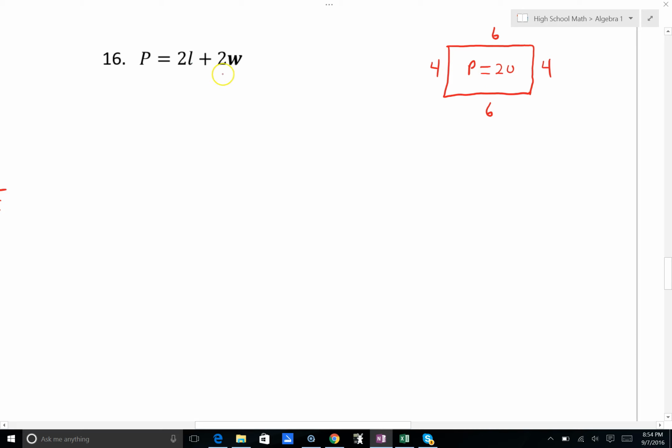Perimeter is 2 lengths and 2 widths. Well, here we're solving for W. We want to get the W by itself. We will first undo the added or subtracted part, in this case the 2L. I want to undo my plus 2L, I subtract 2L. Whatever I do to one side, I do to the other. 2L subtracts 2L, leaving 2W.